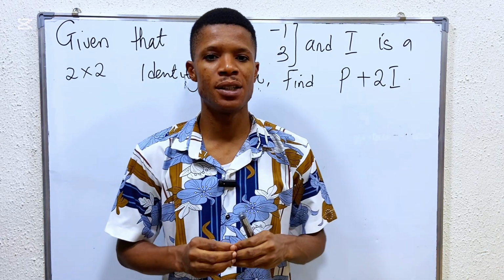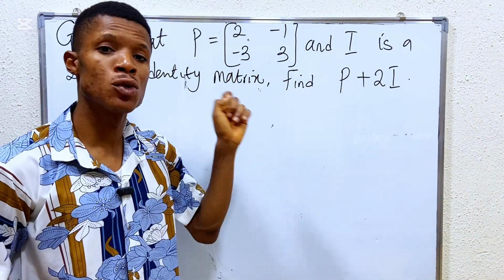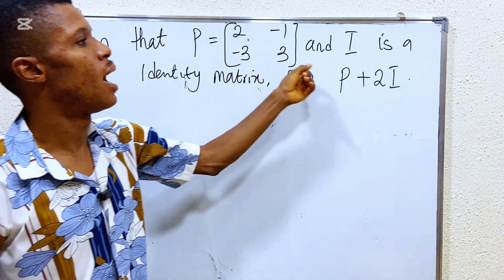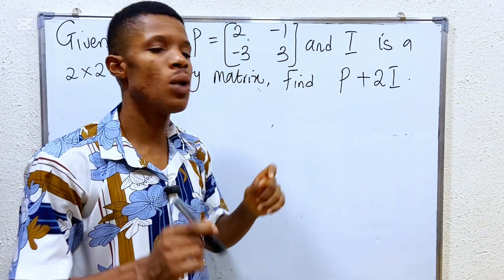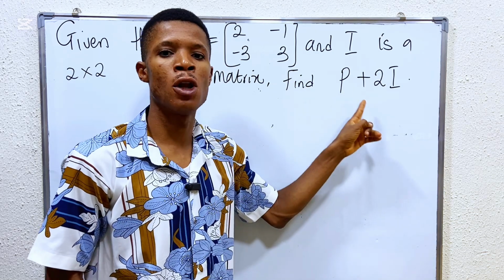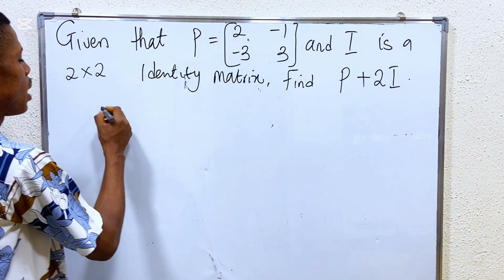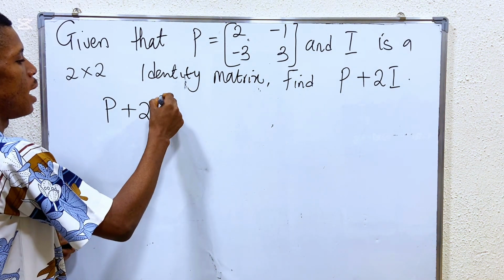Stay tuned and understand. We are given that matrix P is a 2 by 2 matrix of 2, -1, -3, 3, and I is a 2 by 2 identity matrix. We are told to find P plus 2I. First things first, we are told to find P plus 2I.